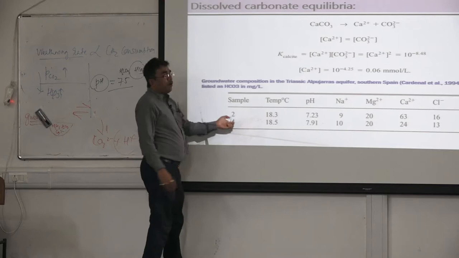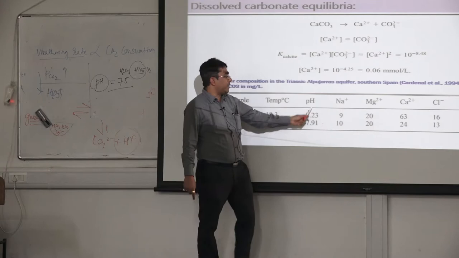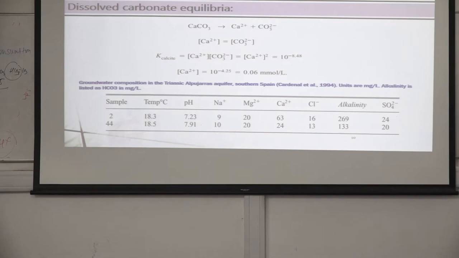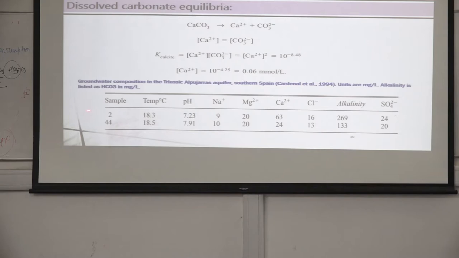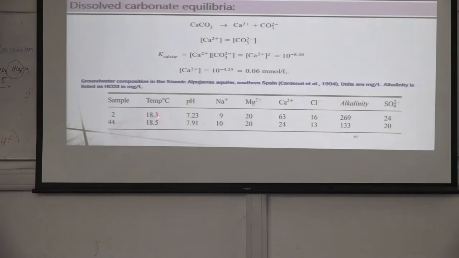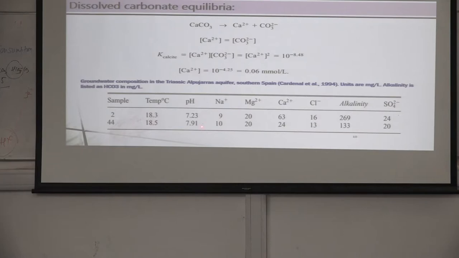Now we went to the field and took the water sample. And we measured the pH, sodium, magnesium, calcium, chloride, alkalinity, sulfate. Now, what is the difference between these two samples? They are at a very identical temperature. The pH has a difference, but sodium is the same, magnesium is the same, chloride is identical, and sulfate is also very identical. The difference is in alkalinity and calcium.